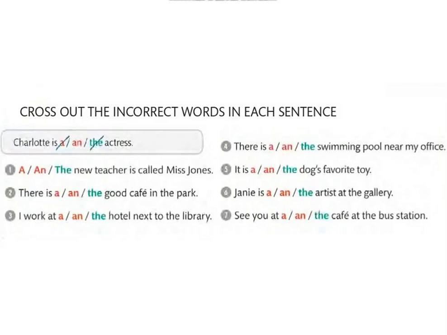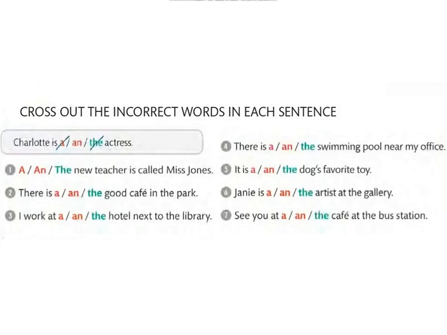Number four, there is a swimming pool near my office. Number five, it is the dog's favorite toy. Here we are talking about a particular dog. Number six, Janie is an artist at the gallery.